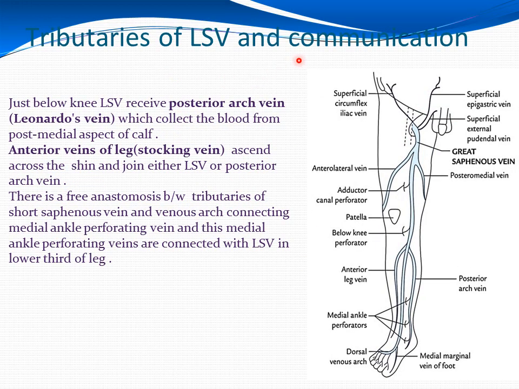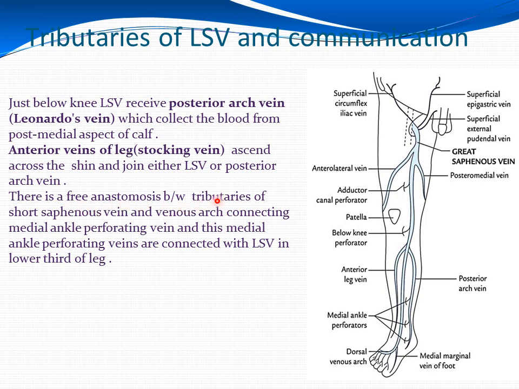Let us discuss again the tributaries of the long saphenous vein and the communications. Just below the knee, I told you that the long saphenous vein receives the posterior arch vein, or Leonardo's vein, which collects blood from the posterior medial aspect of the calf. The anterior vein of the leg, also known as the stocking vein, ascends across the shin of the tibia and joins either the long saphenous vein or the posterior arch vein.